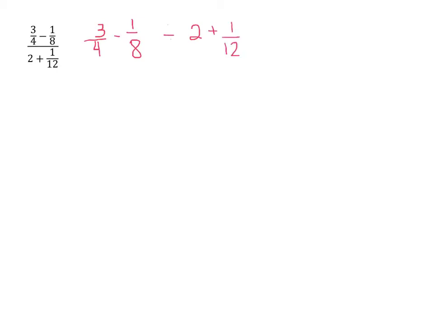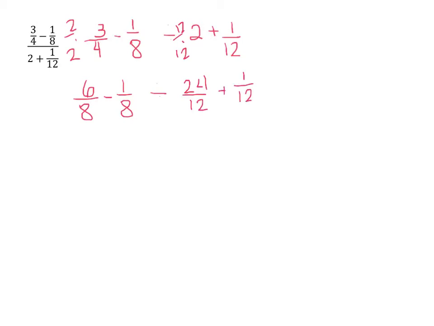So when I simplify the numerator, I see that my common denominator is 8. So I have to multiply the first fraction by 2 over 2. I get 6/8 minus 1/8. On my second fraction, my common denominator is 12. So I have to multiply this by 12 over 12. And I get 24/12 plus 1/12.